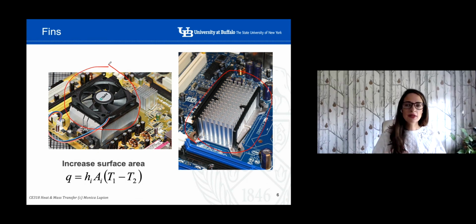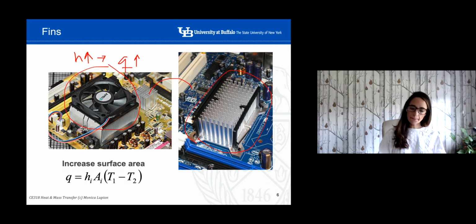So if you remember the difference between natural convection and forced convection, I mentioned that with forced convection, we use a mechanical device, for example a fan, to promote the removal of heat. What we do is increase h, the convective coefficient. And if we increase h, we're also increasing q. So this is another example of forced convection versus natural convection.